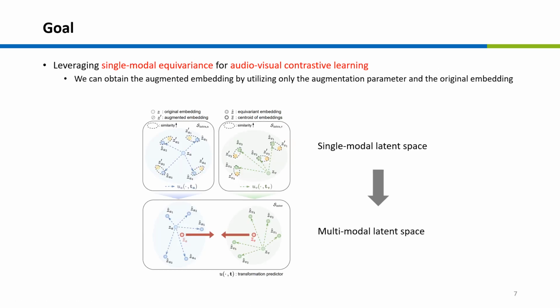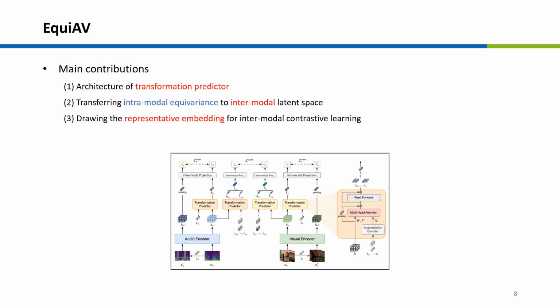So, we focus on extending and applying equivariance for audio-visual contrastive learning. If we can apply a transformation predictor in the intermodal or multimodal latent space, we can obtain the augmented embedding by utilizing only the augmentation parameter and the original embedding without including the augmented data. To achieve our goal, our method comprises three key contributions. First is the architecture of the transformation predictor, second is transferring intramodal equivariance to intermodal latent space, and third is drawing the representative embedding for intermodal contrastive learning.